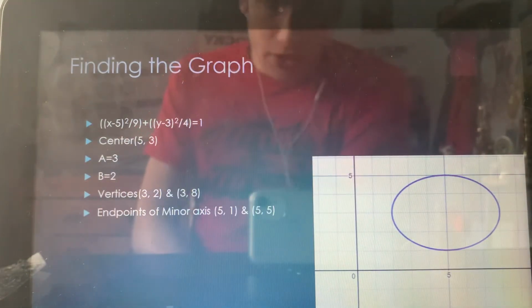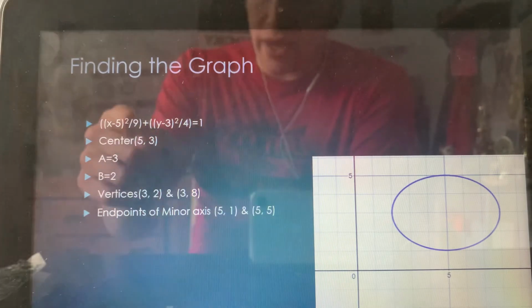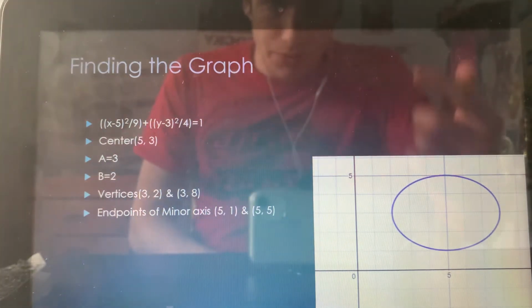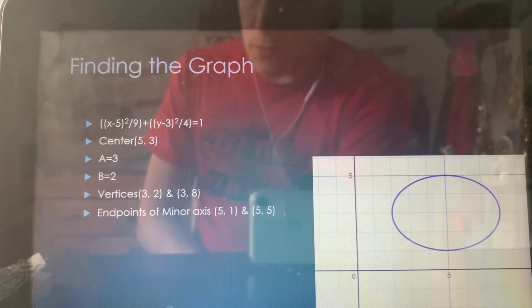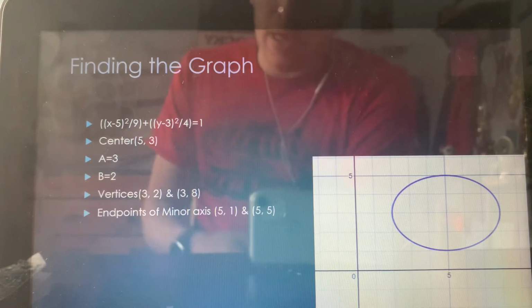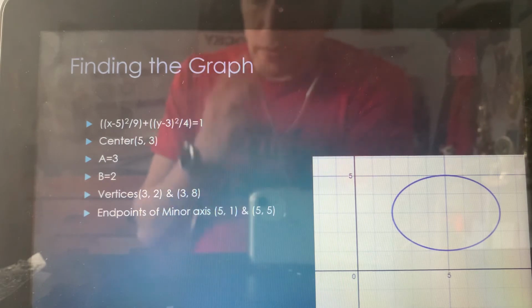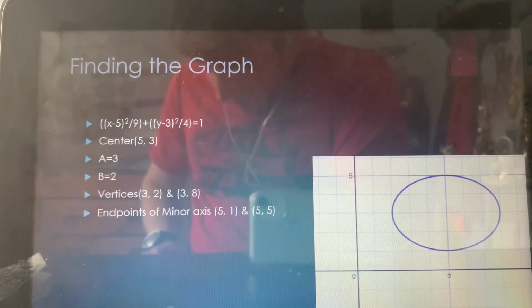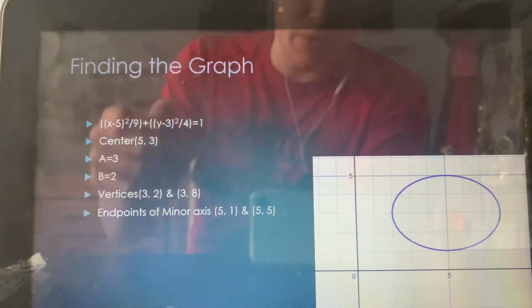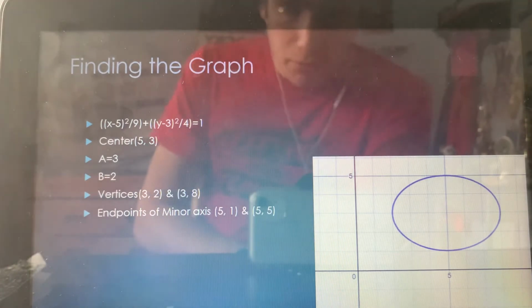Now here is finding the graph from an equation. We see x minus 5 squared over 9 plus y minus 3 squared over 4 equals 1. We automatically can tell that 5 and 3 is the center, so we go over 5, up 3. We put a point there. We see 9 and 4, and 9 is greater, so 9 must be a squared. And it's under the x, so we know this one's horizontally oriented. So we take the square root of 9 to get a, and you get a is 3. So we go 3 left and 3 right. So we plot a point at 2, 3, and at 8, 3.